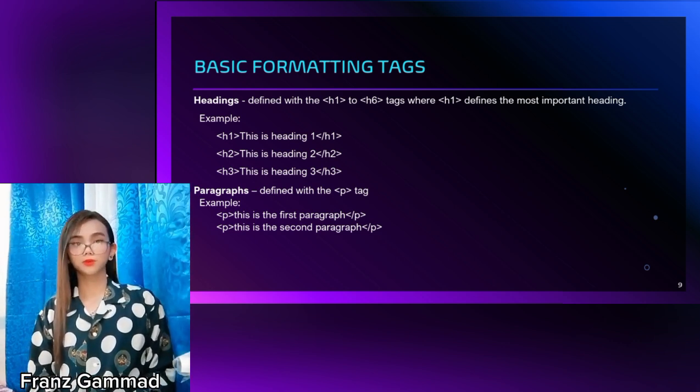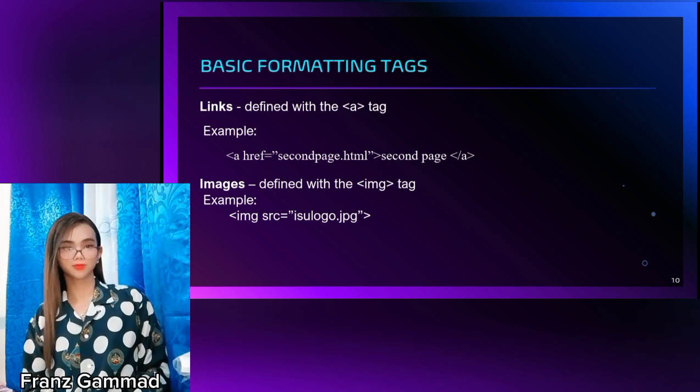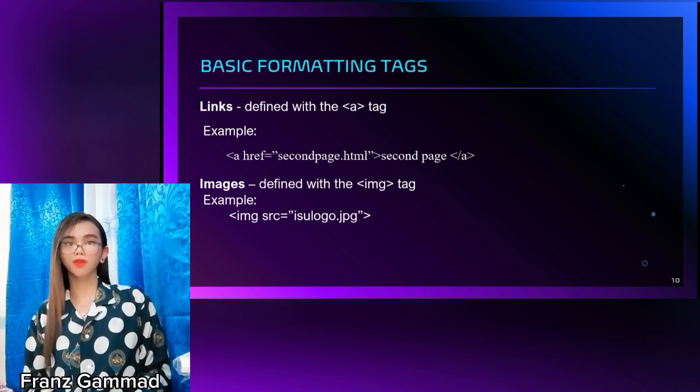Links are defined with the a tag. In this example, the a tag creates a hyperlink that, when you click it, will take the user to the second page.html. The text "second page" is what will be displayed as a clickable link.